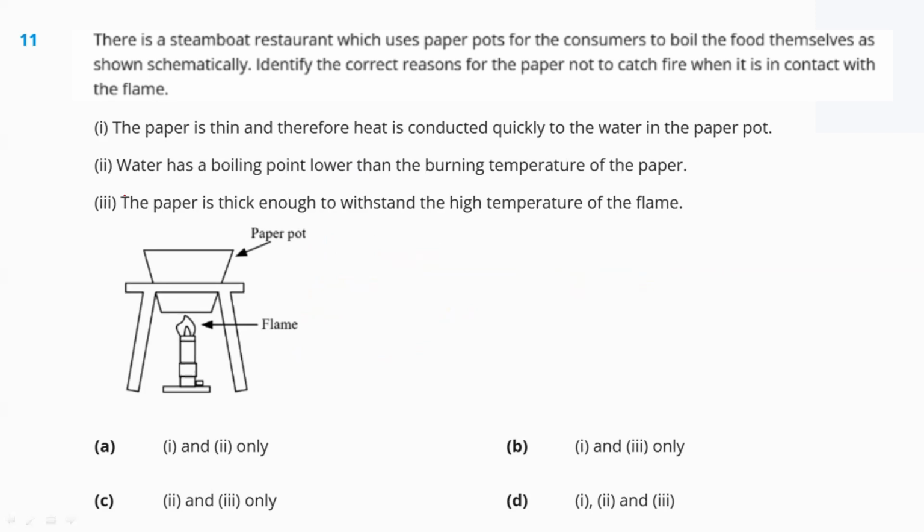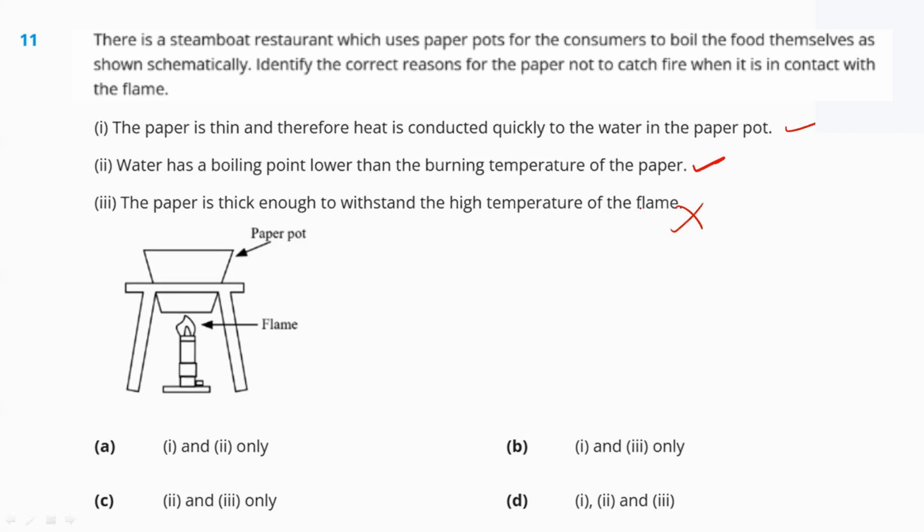Identify the correct reason for the paper not to catch fire when it is in contact with the flame. The paper is thin and therefore heat is conducted quickly to the water in the paper pot. So the first statement is correct. Second, water that is boiling has a boiling point lower than the burning temperature of the paper. This is also correct. And the paper is thick enough to withstand the high temperature of the flame.